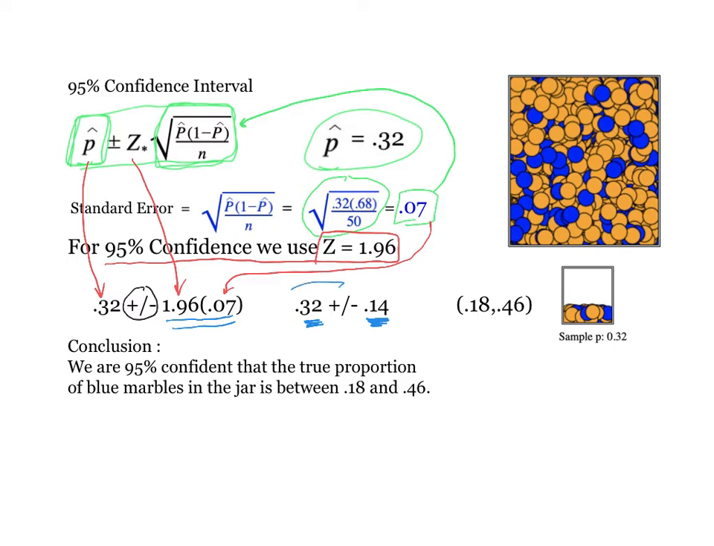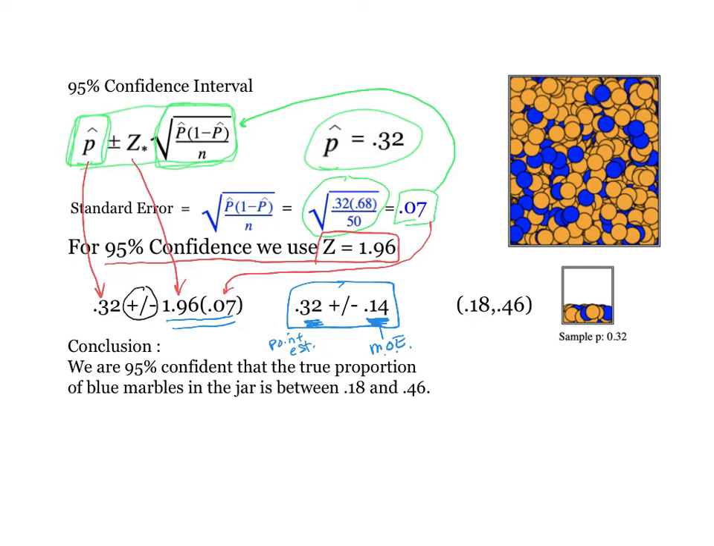So this is one way to write a confidence interval: to say it's 32% plus or minus 14%. The 32 is our point estimate, remember? And the 14% is our margin of error, which we abbreviate as ME. Okay, that's our margin of error.